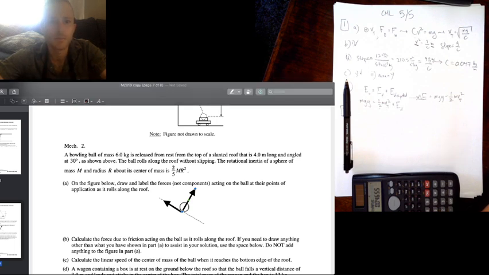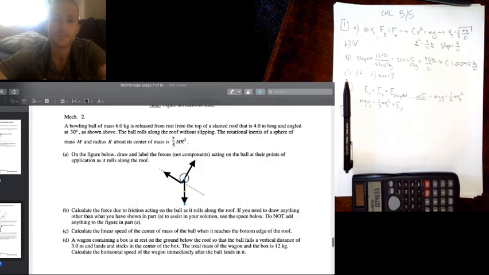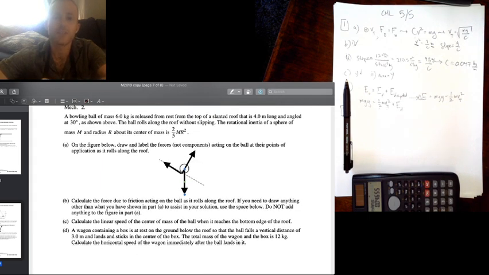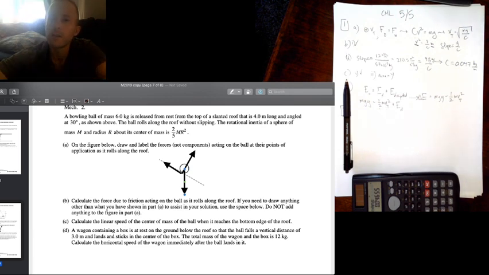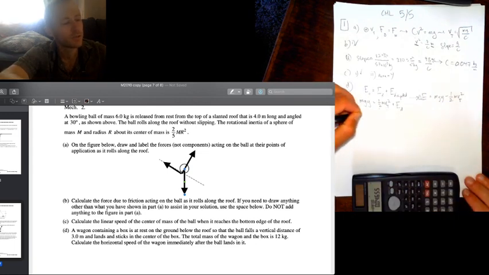And then the weight force acts through the center of mass, like that. So I think those are the only forces. Calculate the force due to friction acting on the ball as it rolls along the roof. You do not need to draw anything other than what you have shown in Part A to assist in your solution. Use the space below. Do not add anything to your figure in Part A. All right, so I did Part A. So now for Part B.